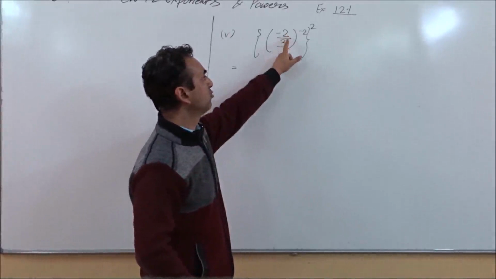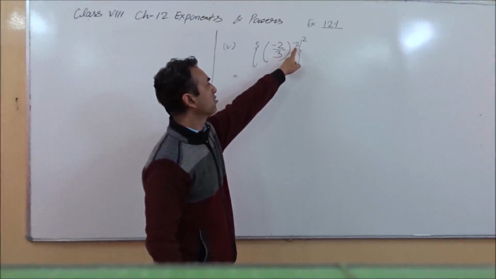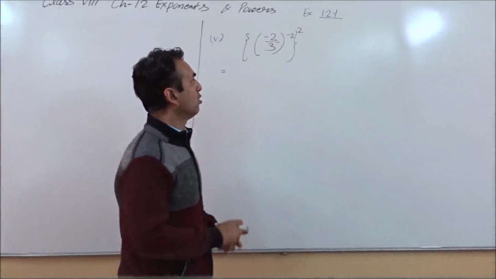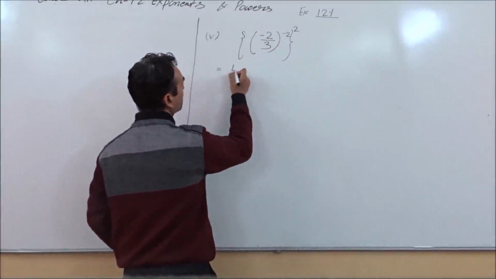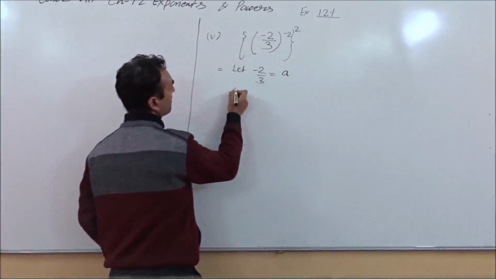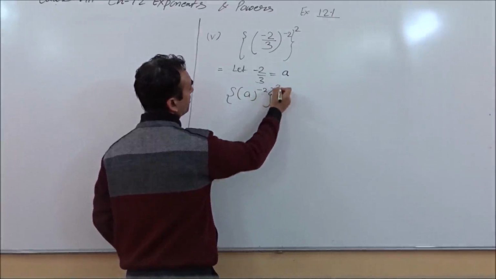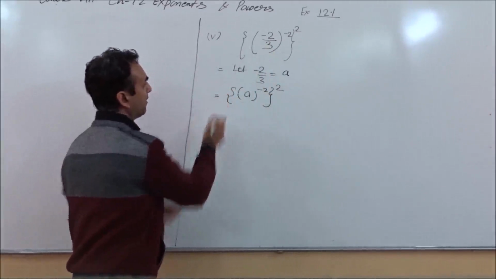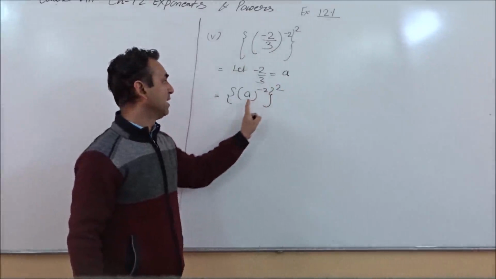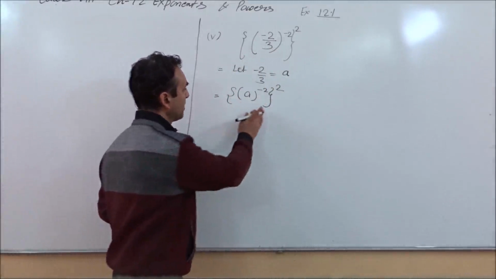There is given minus 2/3 as a combined fraction number, and the whole exponent is minus 2, and thereafter the exponent is also 2. So first of all, let this minus 2/3 equal a. Then it becomes a raised to the power minus 2, whole power 2. You can see, if we let this minus 2/3 as a single number a, then the question will change into this form. Now you can see it's looking like a very easy question.